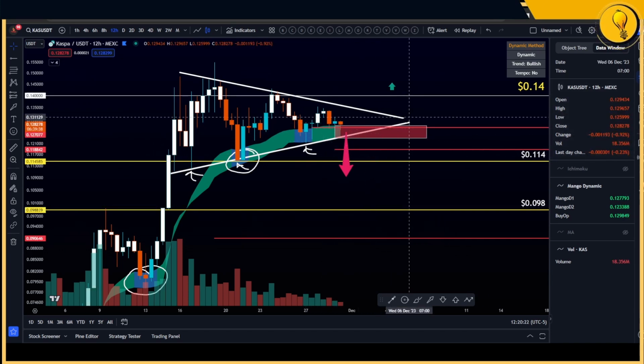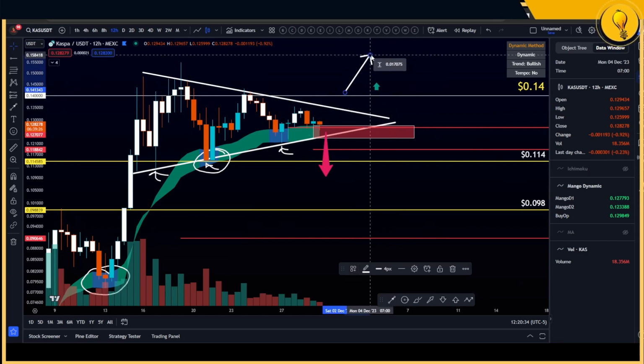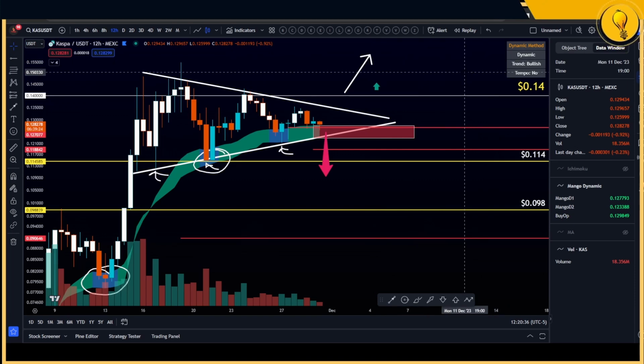As far as the bullish move is concerned, just keep it simple. Just look for 2-day candle closes over 14 cents. Keep it simple, stupid. 2-day candle closes over 14 cents will likely signal continuation to the upside. So far, we're not there. Of course, as soon as there's new updates on KASPA, as soon as we have new fresh price action on the chart, something worth talking about, I will be giving you a brand new update.